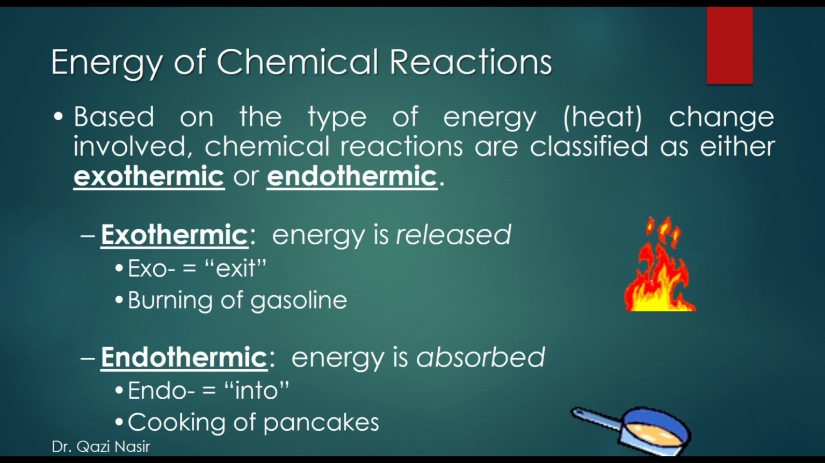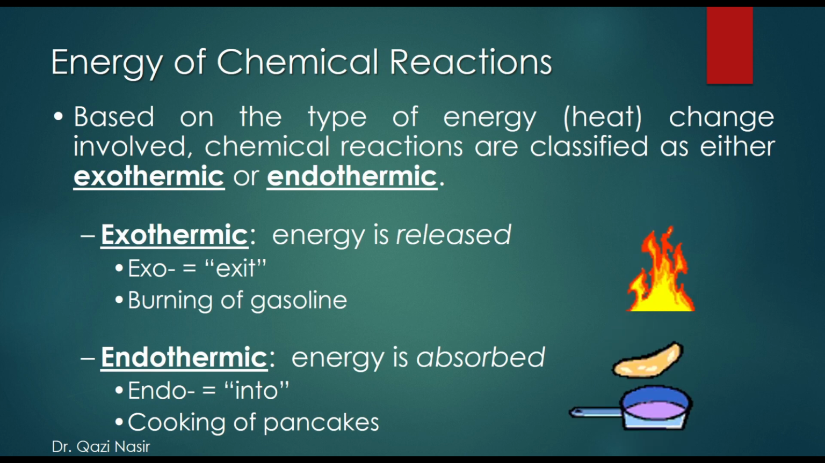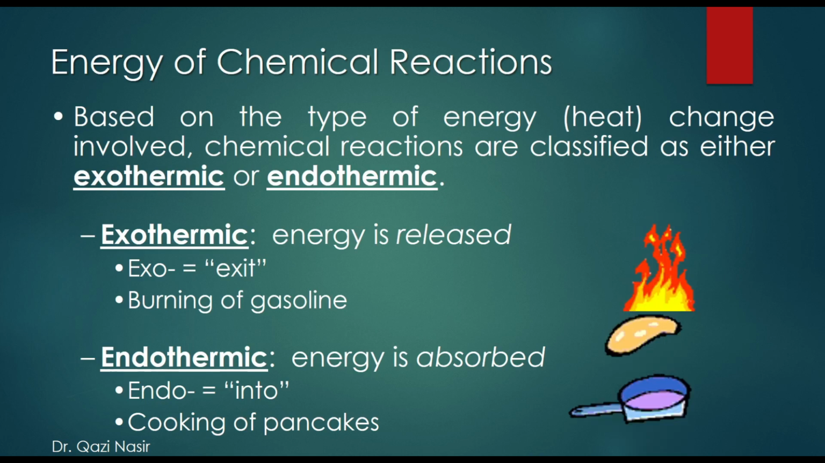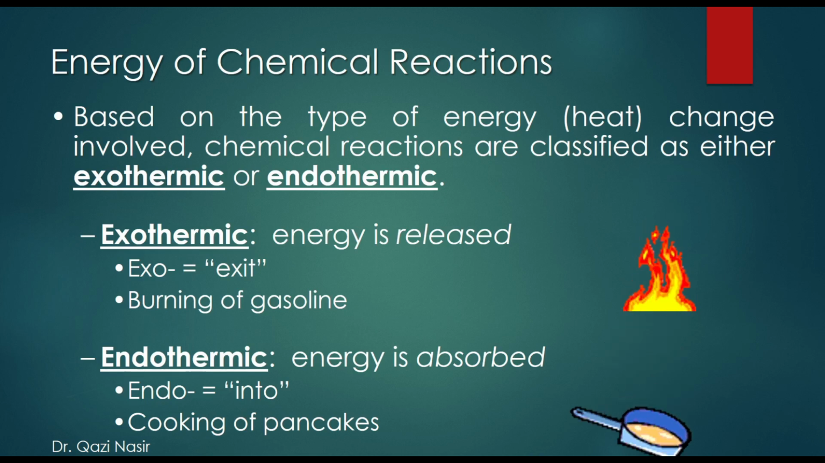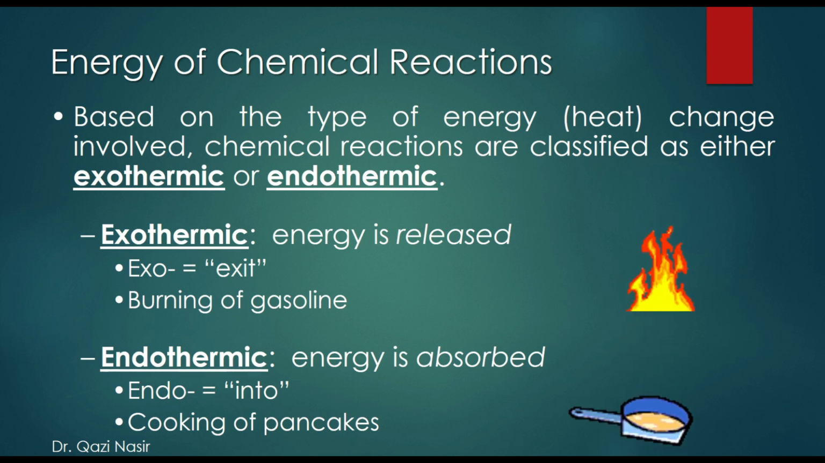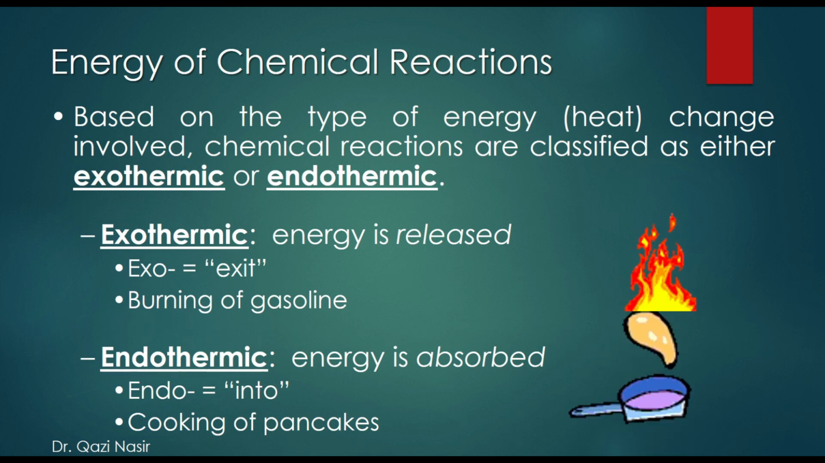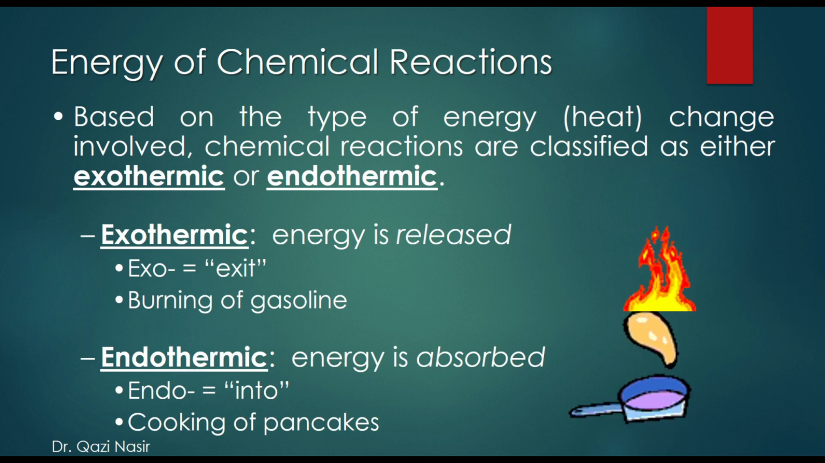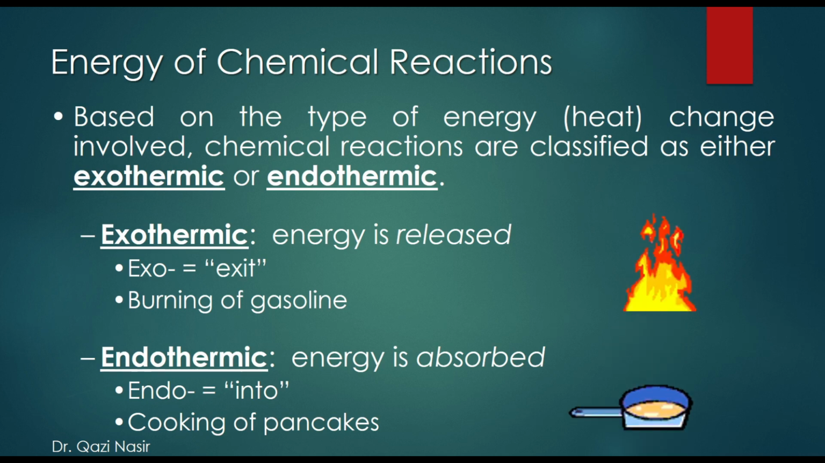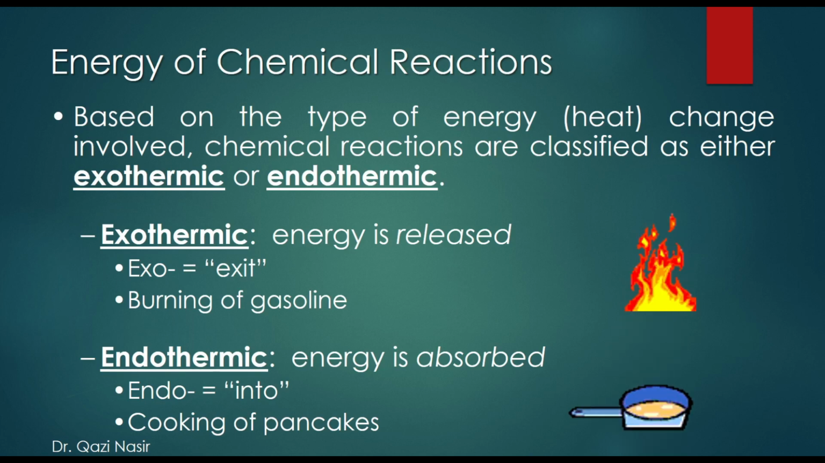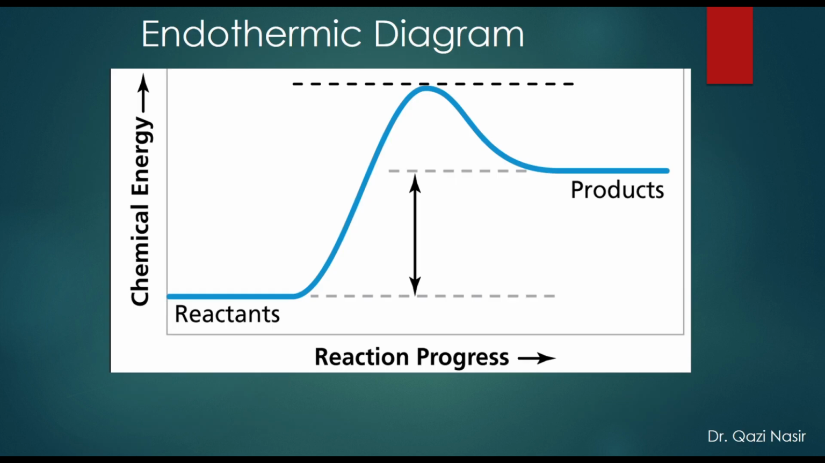Based on the type of energy, which is heat, the changes involved in a chemical reaction are classified as exothermic or endothermic reactions. Exothermic means energy is released, where exo means exit, and an example is the burning of gasoline. In an endothermic reaction, energy is absorbed, and endo means into; an example is cooking pancakes.